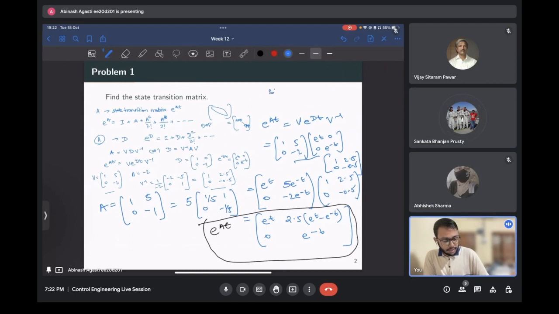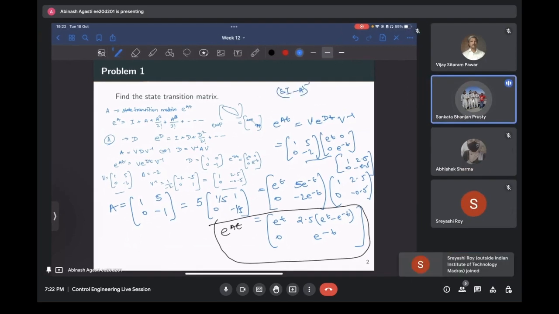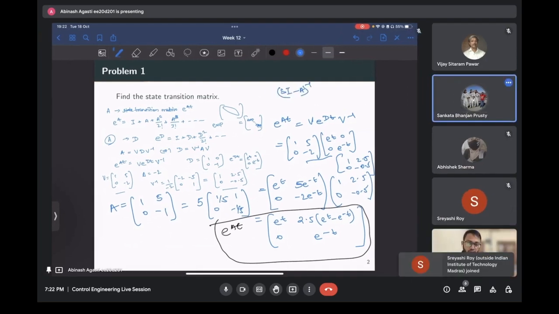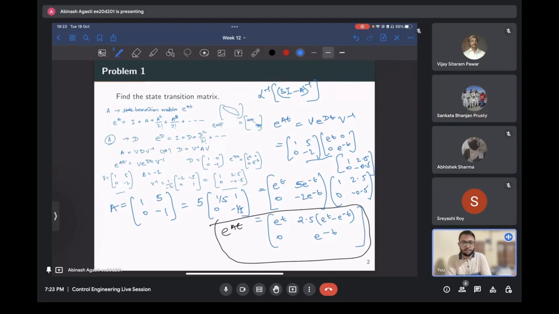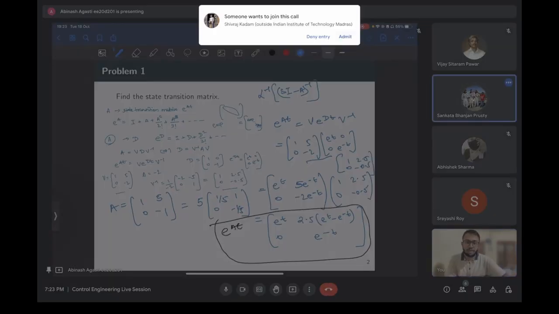Si minus A inverse. Yeah, you can use this as well. Yes. Yeah, you can use this. Yeah.